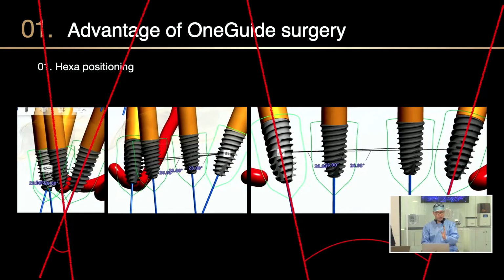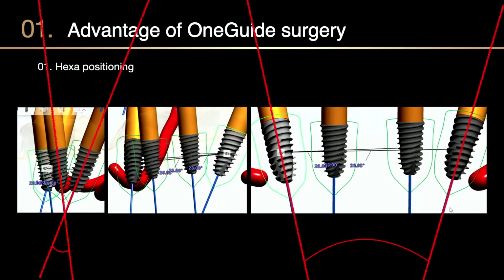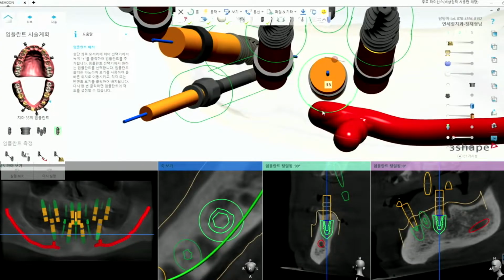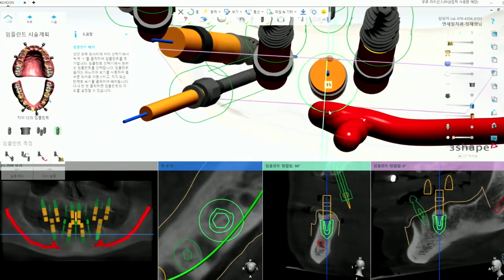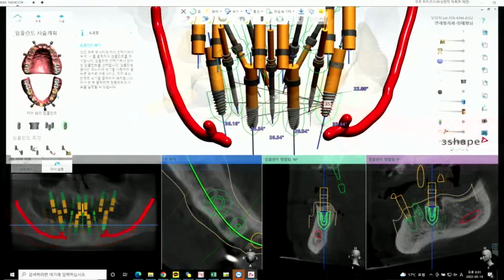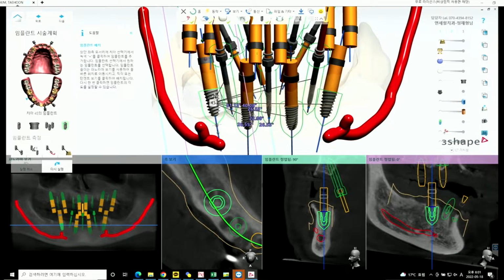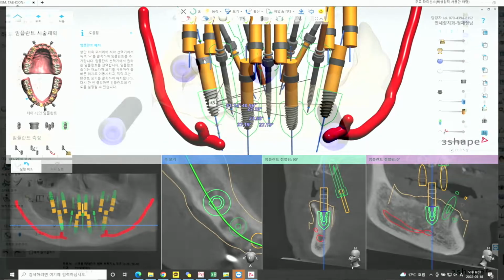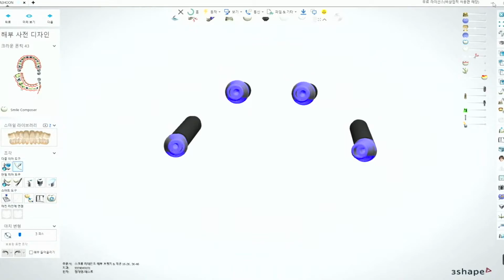As you can see, in the case of anterior and posterior implants, you can place them as planned. The angle of the anterior implant and the angle of the tilted implant in the posterior can be adjusted. This is a similar case. On top of that, you can use the Implant Studio program to twist the implant and change the hex.